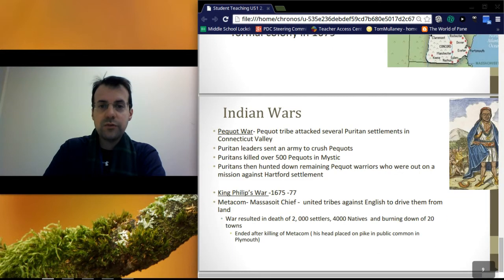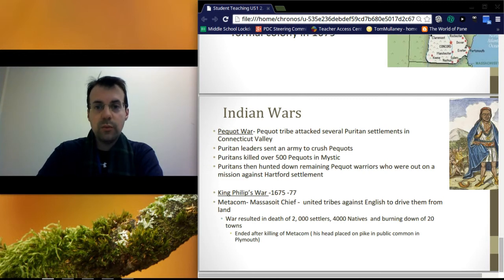And we'll end off with some wars. So these colonists fight the locals, the natives. There's the Pequot War, all right? And what happens is the Puritans kill about 500 Pequots in present-day Mystic, Connecticut. And there's also King Philip's War. These are two turning points in getting the Connecticut colony established.